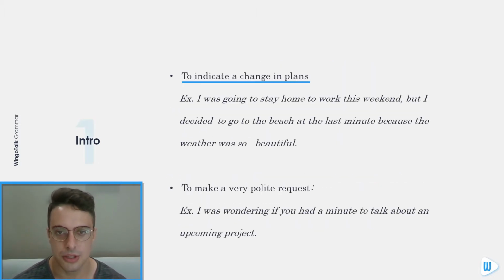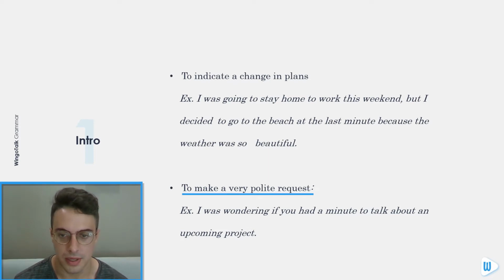To indicate a change in plans. Example: I was going to stay home to work this weekend, but I decided to go to the beach at the last minute because the weather was so beautiful. To make a very polite request. Example: I was wondering if you had a minute to talk about an upcoming project.